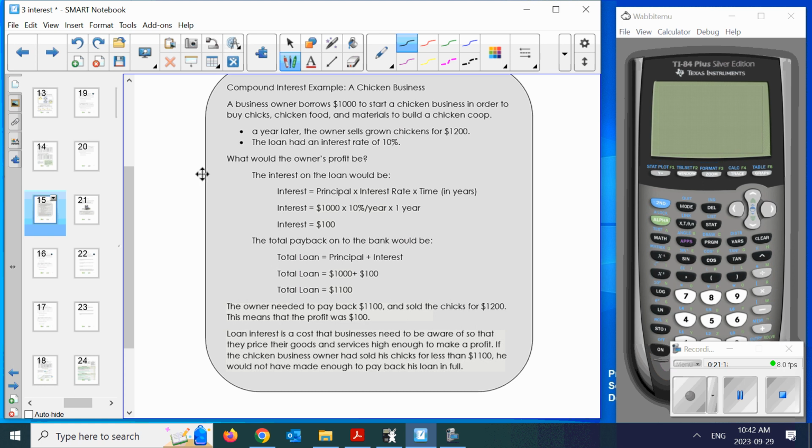Loan interest is a cost that businesses need to be aware of so that they price their goods and services high enough to make a profit. If the chicken business owner had sold his chickens for less than $1,100, he wouldn't have made enough money to pay that loan back, right? Really, in his time, he didn't make much money. $100 is peanuts over a year, you know.